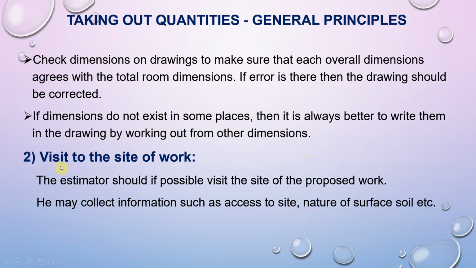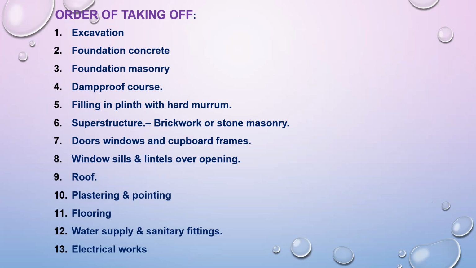Now the second principle is the visit to the site of the work. Every engineer or estimator, whenever he wants to do the detailed estimate, must visit the proposed site so that he will know the characteristics of the site. Similarly, by visiting the site, he may collect information such as access to the site, nature of soil, and any other useful information for preparing a detailed estimate.